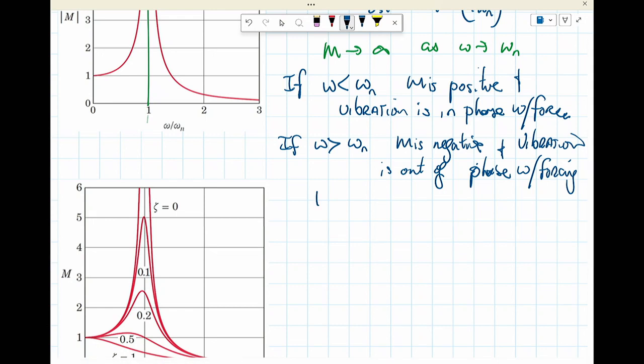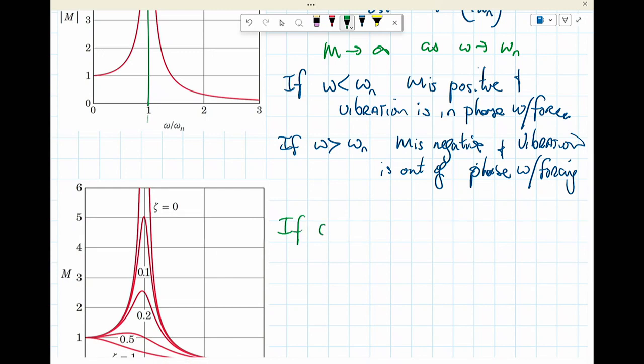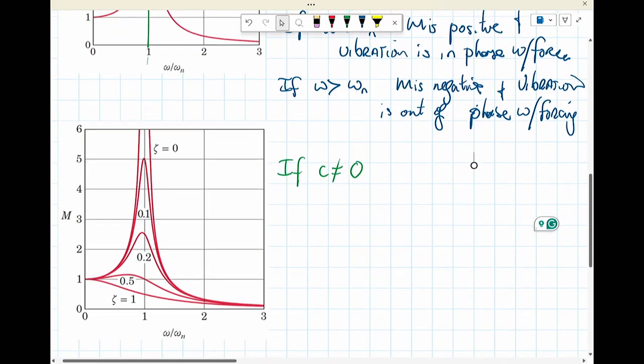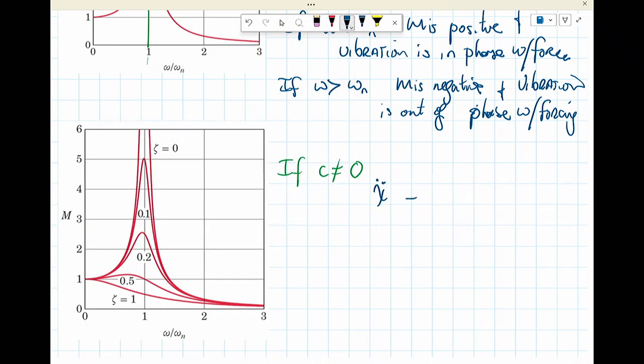What happens if zeta, or well, what happens if C is not equal to 0? And I understand if you are looking carefully at the syllabus, we don't really talk about this, but it's worthwhile taking a small divergence in that direction. So if C is not equal to 0, what ends up happening is you end up with this equation, which was the one I sort of started with.